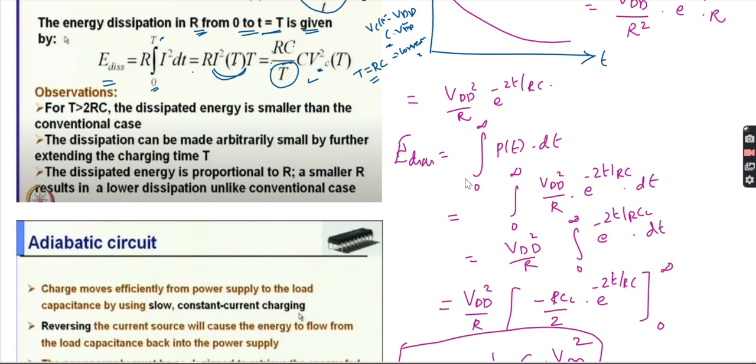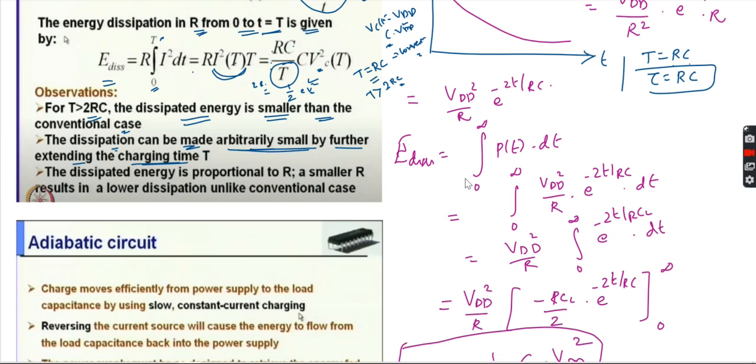Second case, if T is greater than RC, say twice RC, that is 2RC, then this will become 1 by 2 CV squared. So the dissipated energy will be smaller than the conventional case, the previous case. Then the dissipation can be made arbitrarily small by further extending the charging time T. Because initially we made T equal to RC, where tau equal to RC is the time constant.